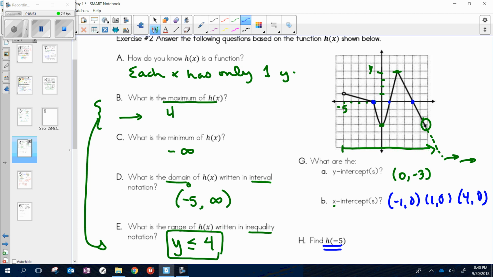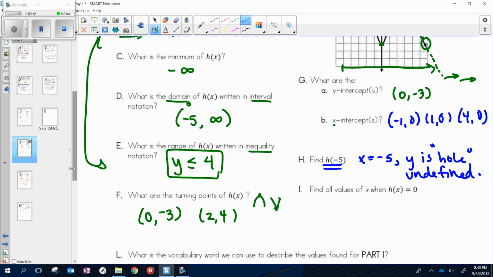H of -5 means when x is -5. So let's go 1, 2, 3, 4, -5. Y is not there. It's a hole. So we're going to say undefined. It looks like it wants to be 1, but it doesn't reach it. Find all values when the function is equal to 0. Those happen to be these values because it means y equals 0. So I'm going to say x equals -1, x equals 1, and x equals 4.